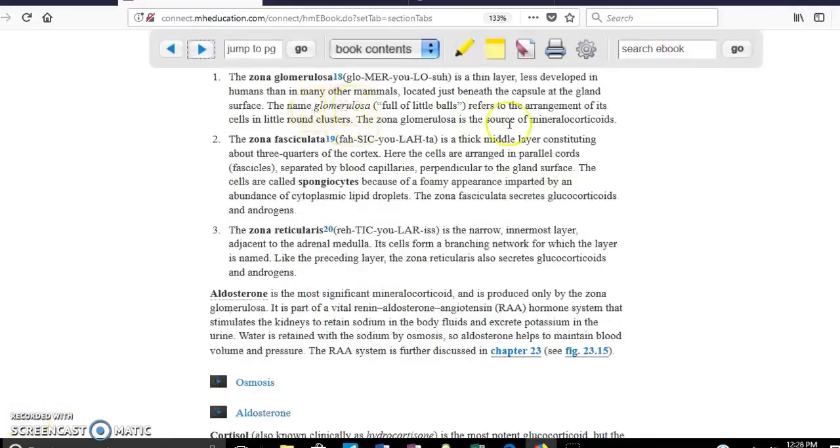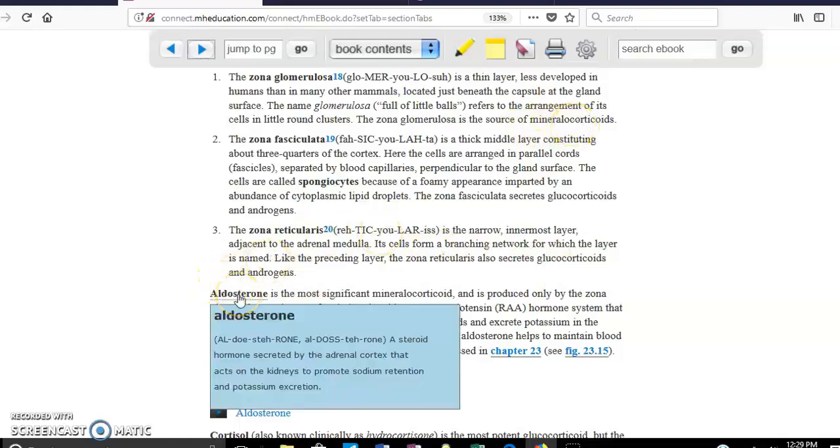The zona glomerulosa produces mineralocorticoids, as you can see right here. Zona fasciculata is going to produce glucocorticoids, such as cortisol, and androgens. And the zona reticularis is the same thing, as you can see right here, glucocorticoids and androgens. Mineralocorticoids produced by zona glomerulosa, an example of it is going to be aldosterone, as you can see right here.